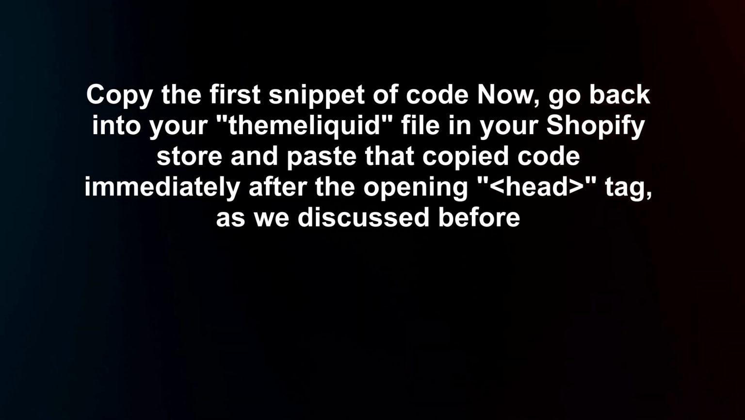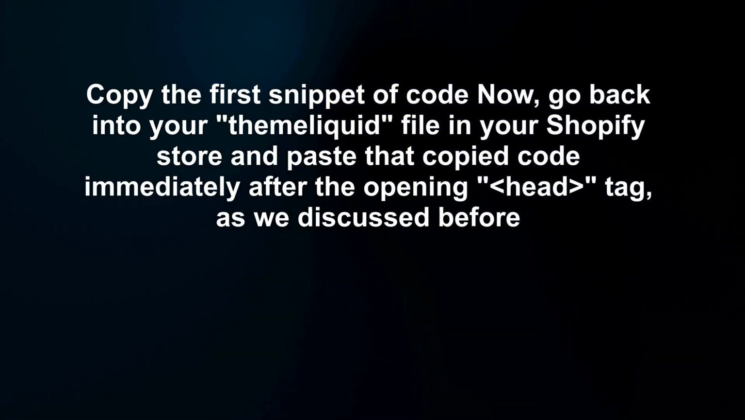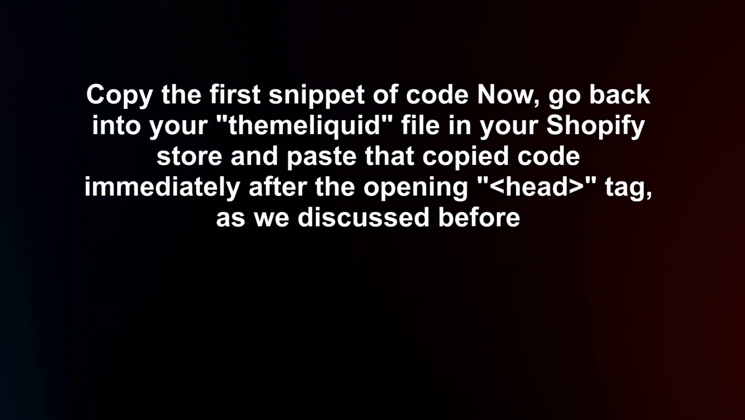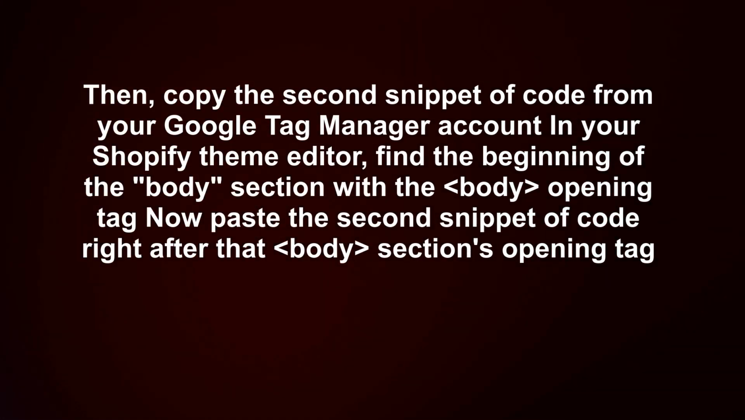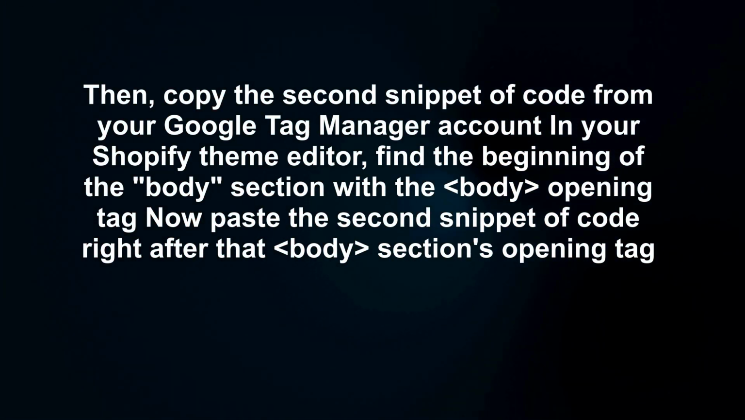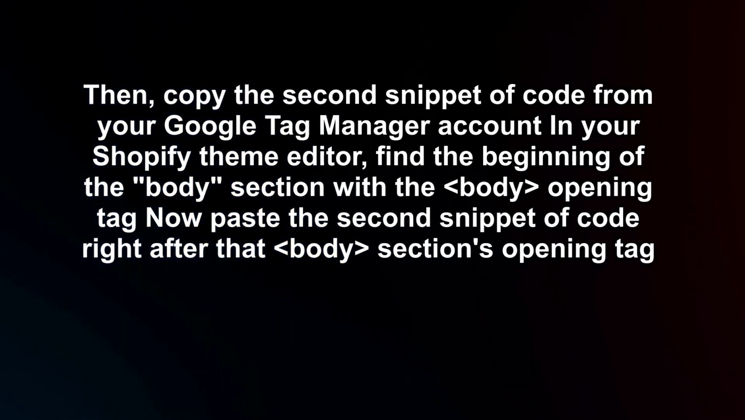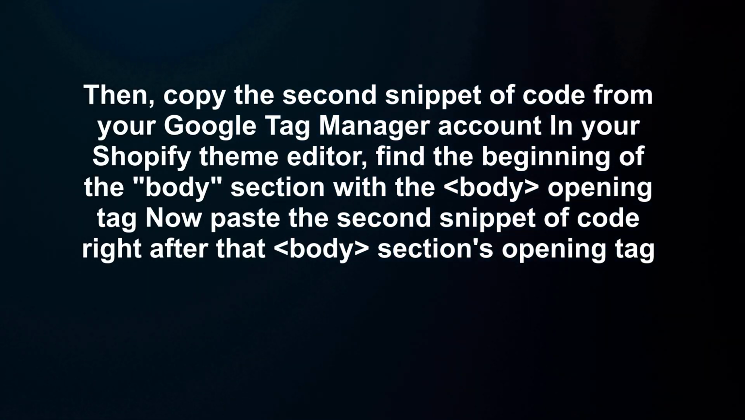Go back into your theme.liquid file in your Shopify store and paste that copied code immediately after the opening head tag, as we discussed before. Then, copy the second snippet of code from your Google Tag Manager account. In your Shopify theme editor, find the beginning of the body section with the <body> opening tag. Now paste the second snippet of code right after that <body> section's opening tag.